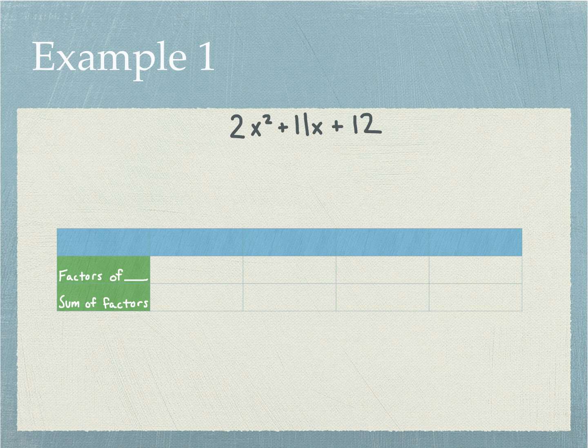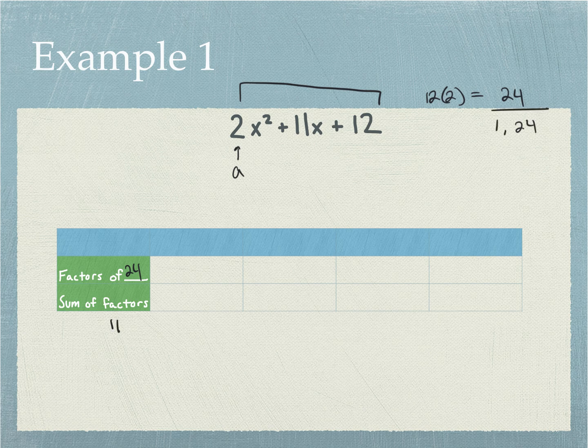The first thing you want to do when you have a number that's not a 1 for the a, in this case our a is 2, is this: you're going to do again multiples of something that add up to the 11. But since we have an a, we're going to have to do the multiples of 12 times 2. So we're going to have to find the multiples of 24. So the factors of 24, and they add up to 11. So let's figure out the factors.